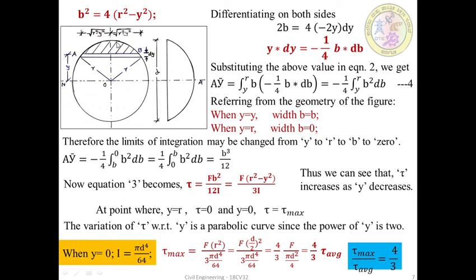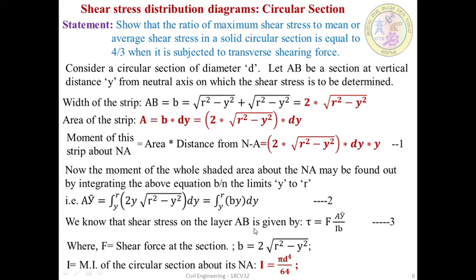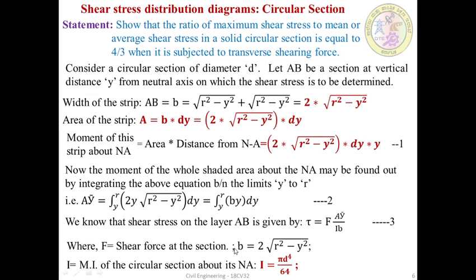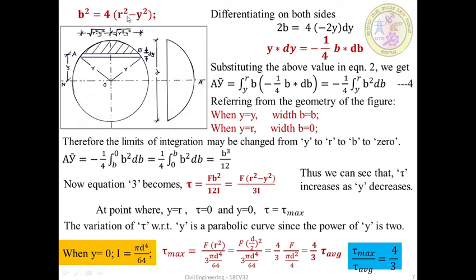Now if we square both sides of b equal to 2 times under root r square minus y square, we get b square is equal to 4 into r square minus y square. Differentiating on both sides, we get y into dy is equal to minus 1 by 4 into b into db. So we substitute the above value in equation number 2.